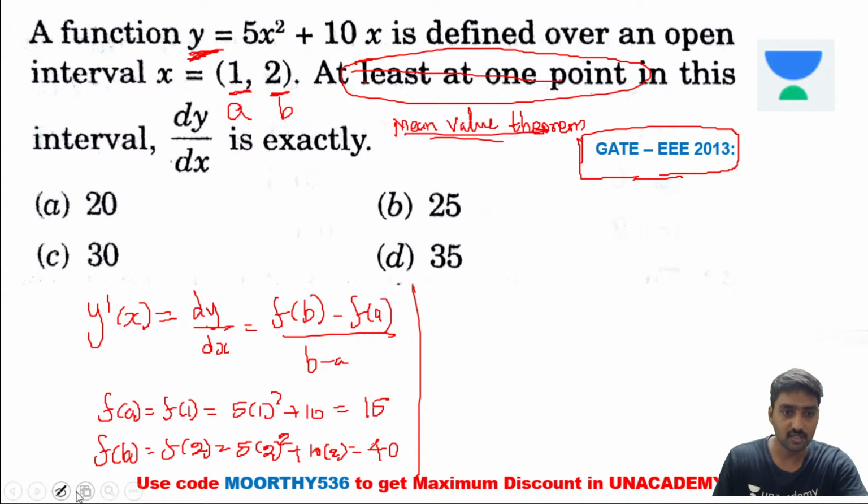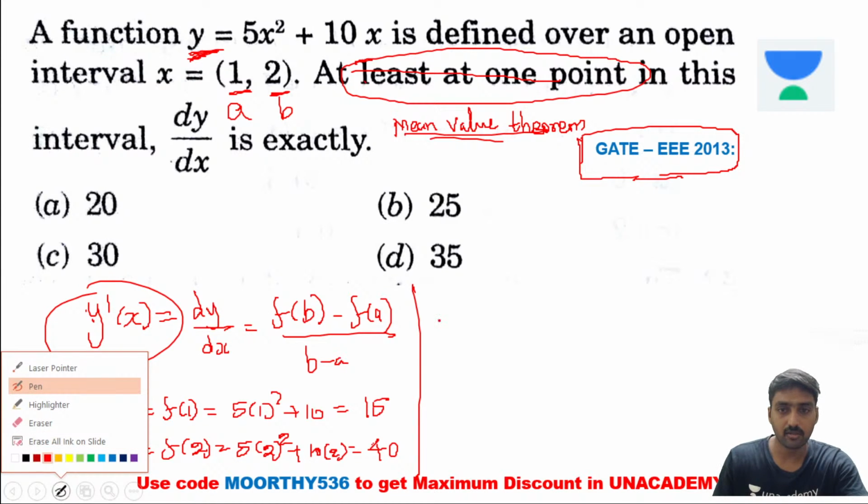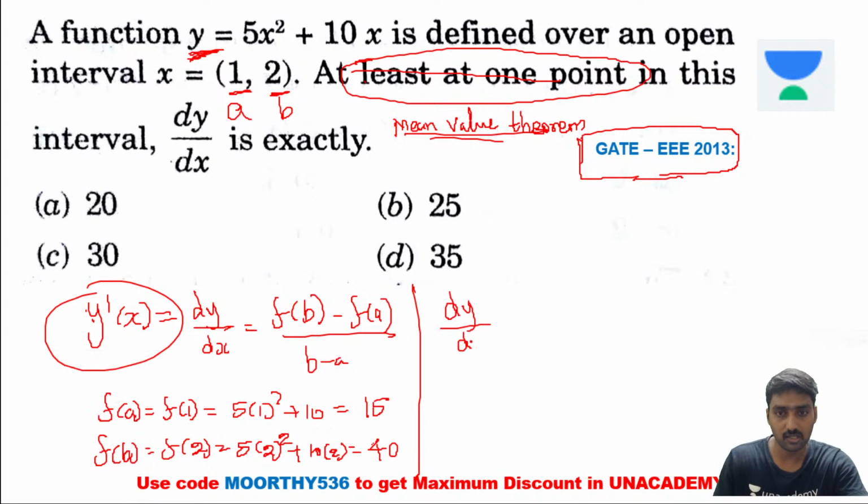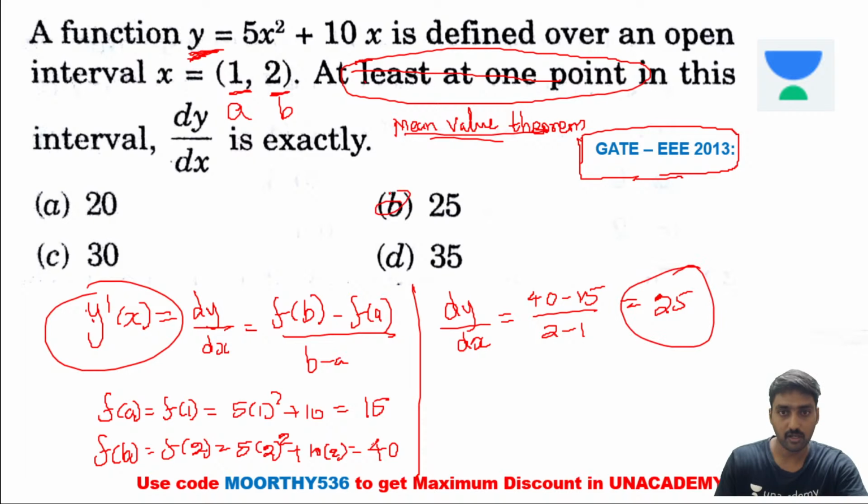Okay. That f dash of c, here the f dash of c is called as y dash of c. Okay, fine. Now coming to the question, now it's dy divided by dx. It's equal to the functional value, which is 40 minus 15 divided by 2 minus 1. It's equal to 25. In case they are asking the intermediate point, then we need to substitute 10x plus 10, and instead of the x, we need to substitute c. Then the value 25 is taken onto the LHS side. Yes, B is right.